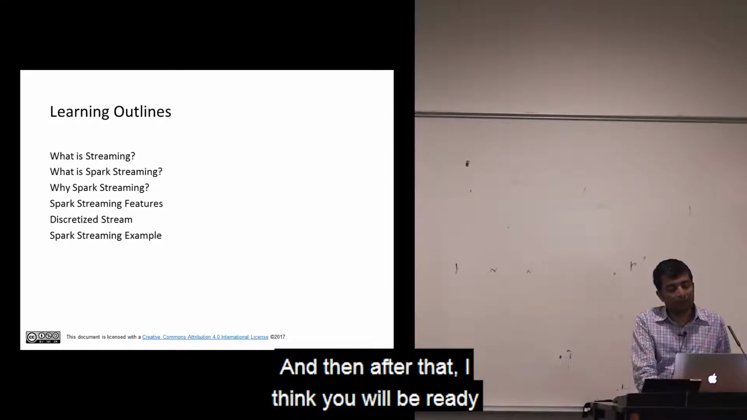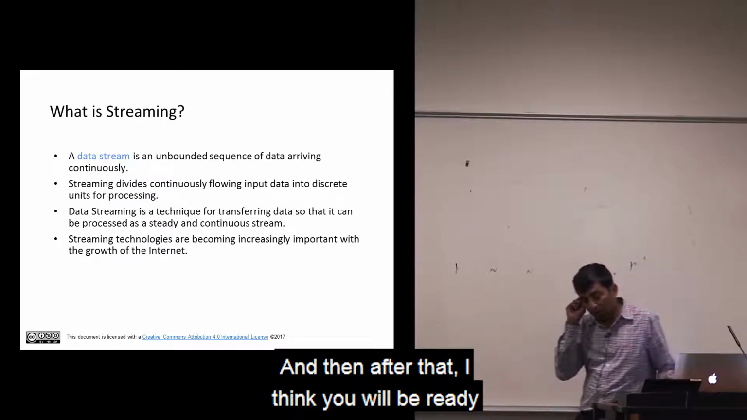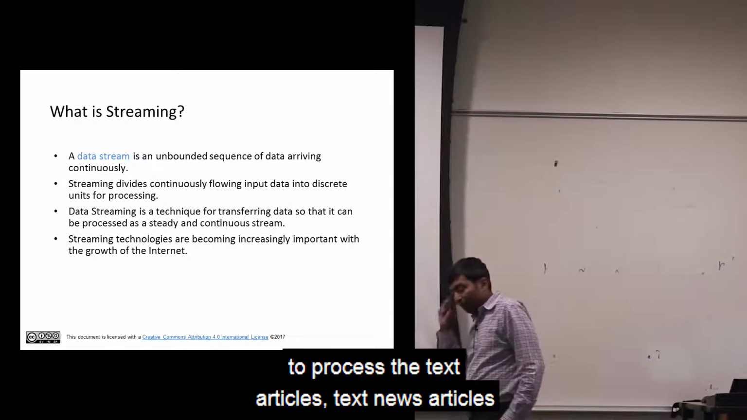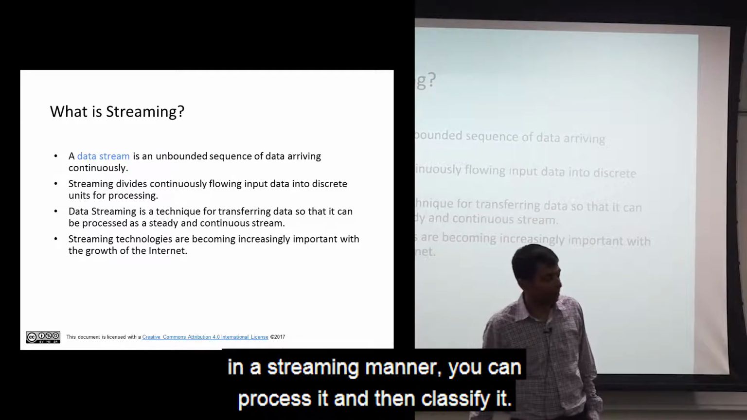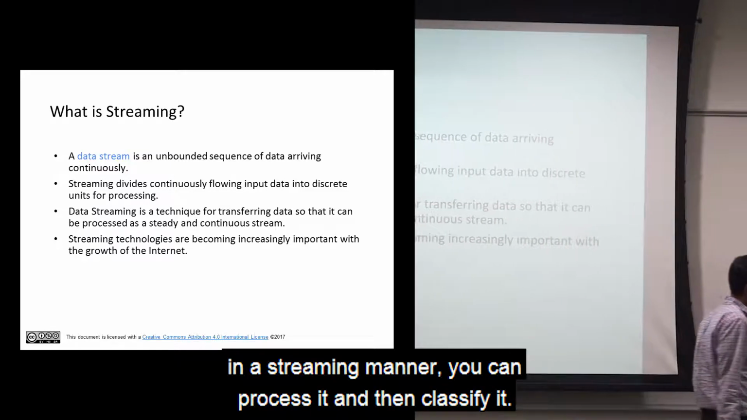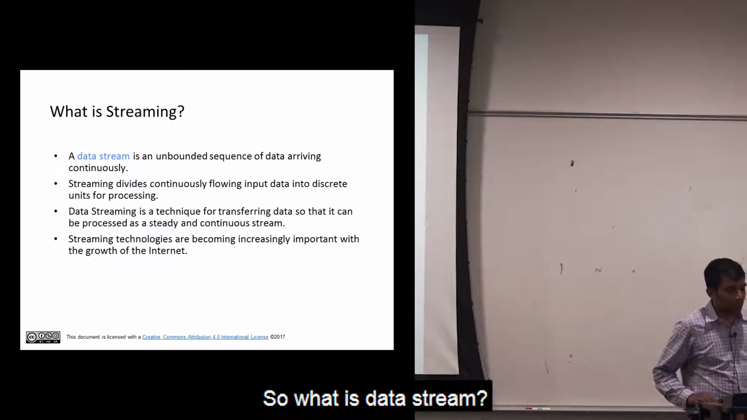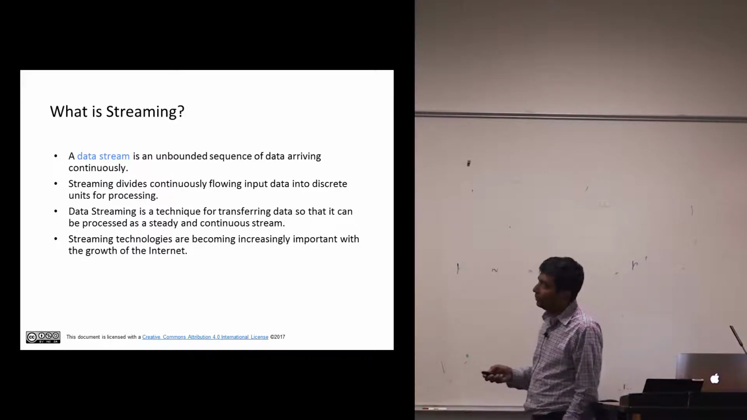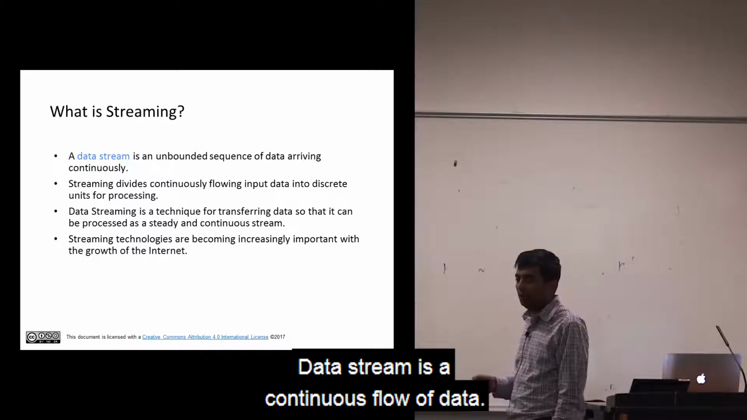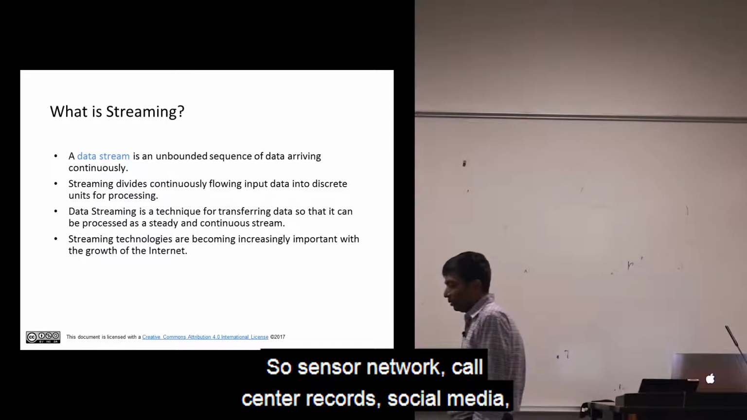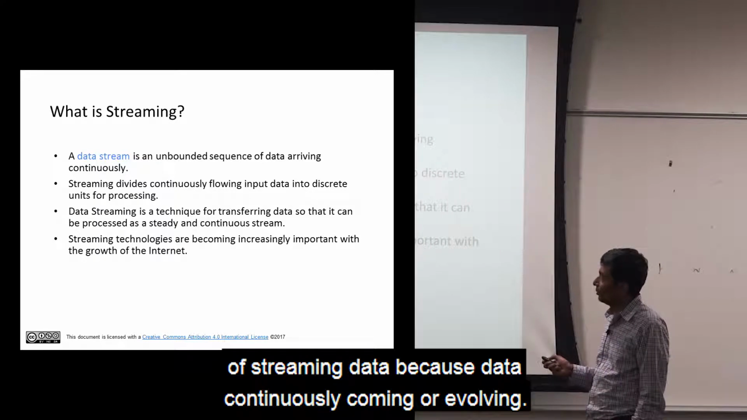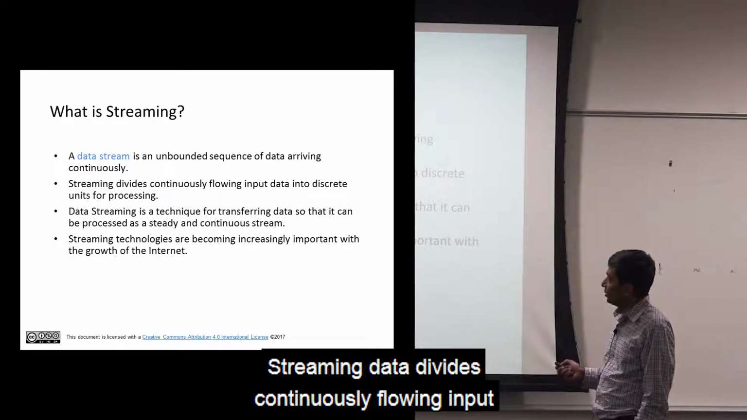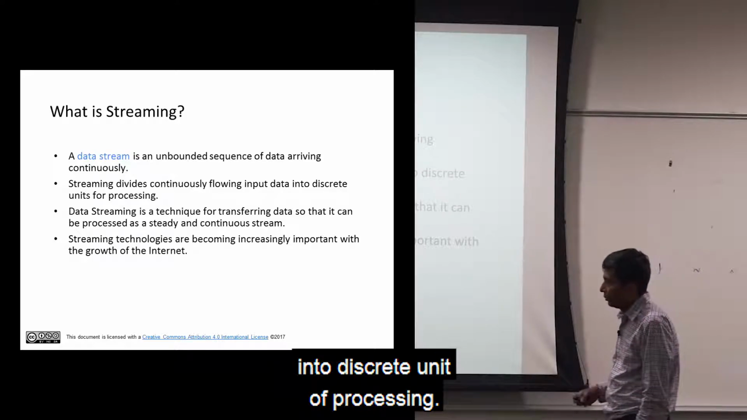And then after that, I think you will be ready to process text news articles in a streaming manner. You can process it and then classify it. So what is a data stream? A data stream is a continuous flow of data. So sensor networks, call center records, social media, from there we generate a humongous amount of streaming data because data are continuously coming or evolving. Streaming data divides continuously flowing input data into discrete units of processing.